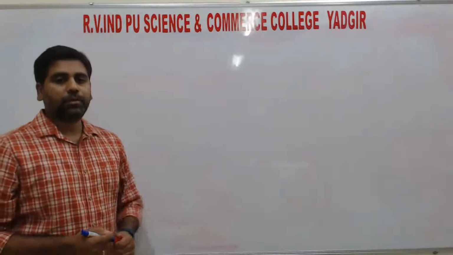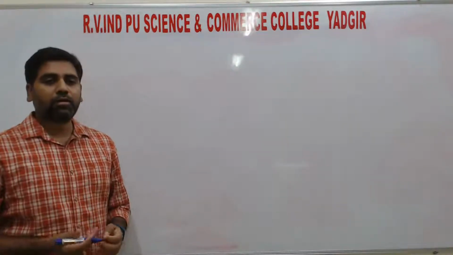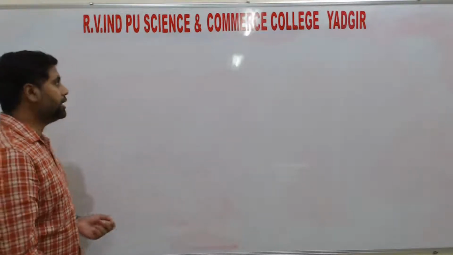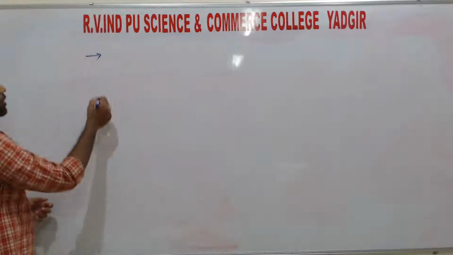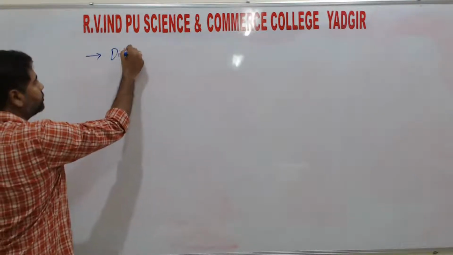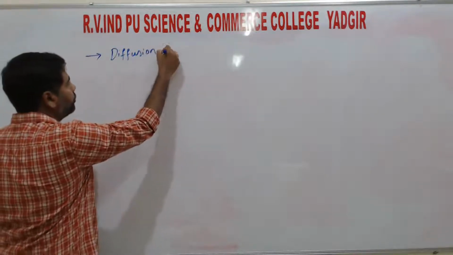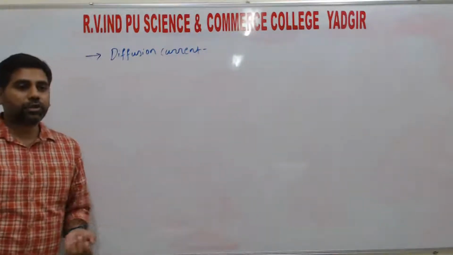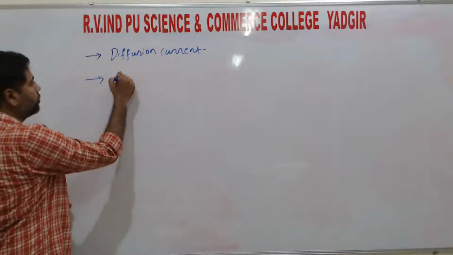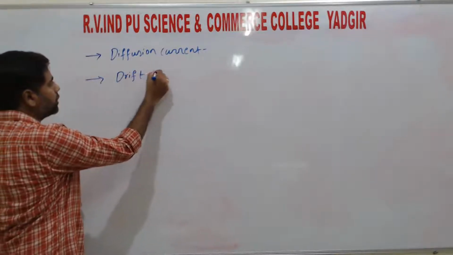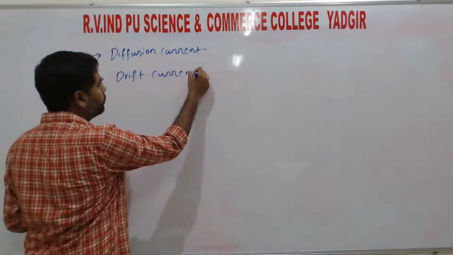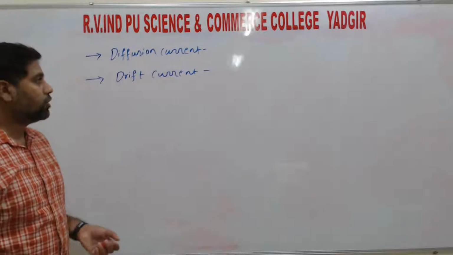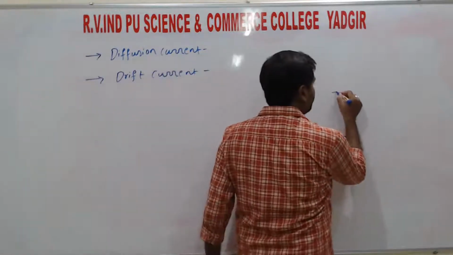Good morning, students. In the last class, we discussed how the semiconductor junction is formed. In that, we discussed the diffusion current, right? So what is diffusion current and drift current, right? The motion of the charge carriers.